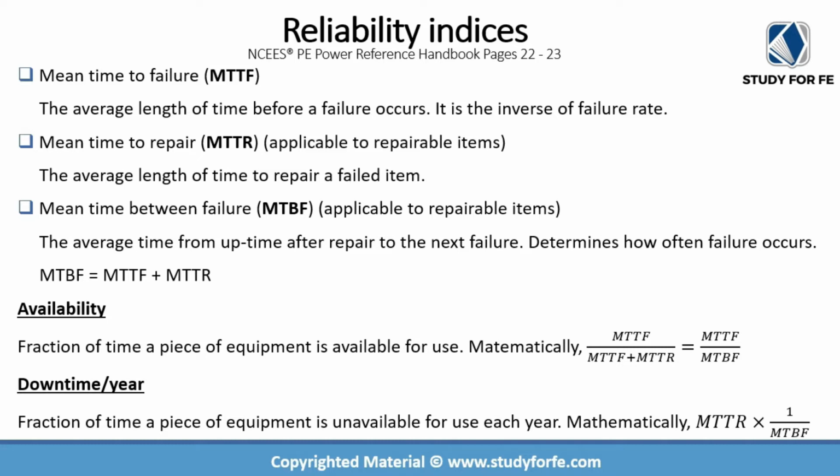Downtime per year. Downtime per year is also a key performance parameter. It is the fraction of time a piece of equipment is unavailable for use each year. Basically, the total hours of downtime in 1 year divided by 8,760. But in terms of the indices that we just introduced, it is MTTR divided by MTBF.